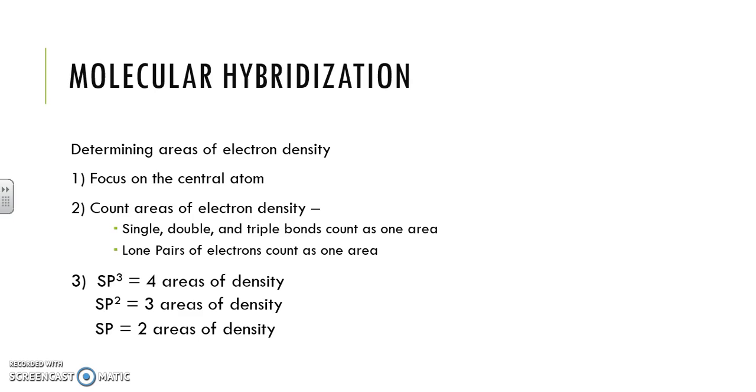So if a central nucleus is going to have sp3 hybridization, it's going to have 4 areas of electron density. sp2 is 3 areas of density, sp is 2 areas of density. Let's practice with some examples here.